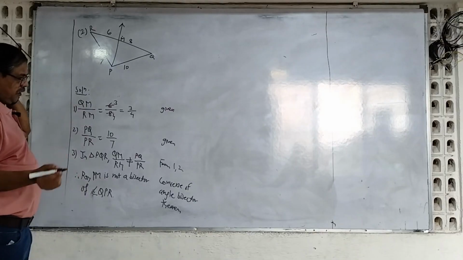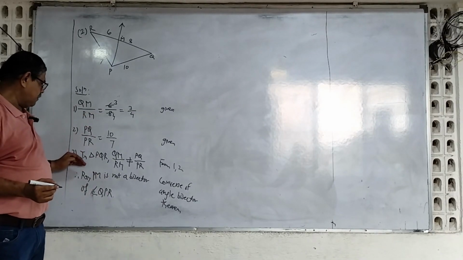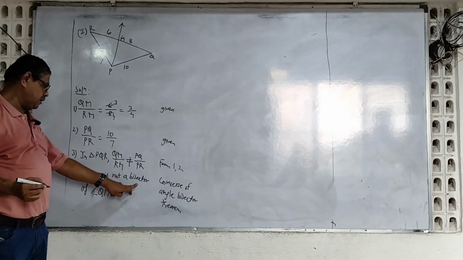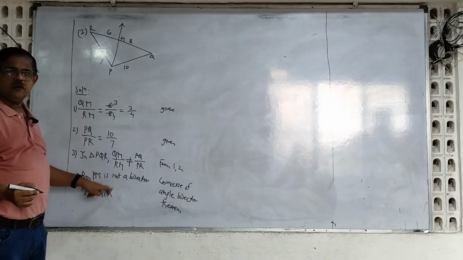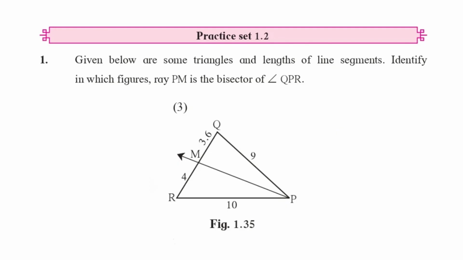Okay, so if you see the first and second, the reasoning is the same. First step, second step also the same. Only in that case we get equal, so we write it is a bisector. Here they are not equal, so we wrote not a bisector. That is the only difference. Now let us see the third question.